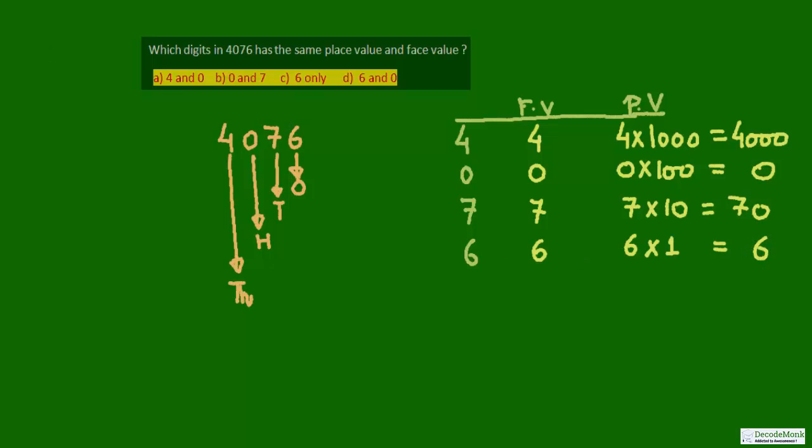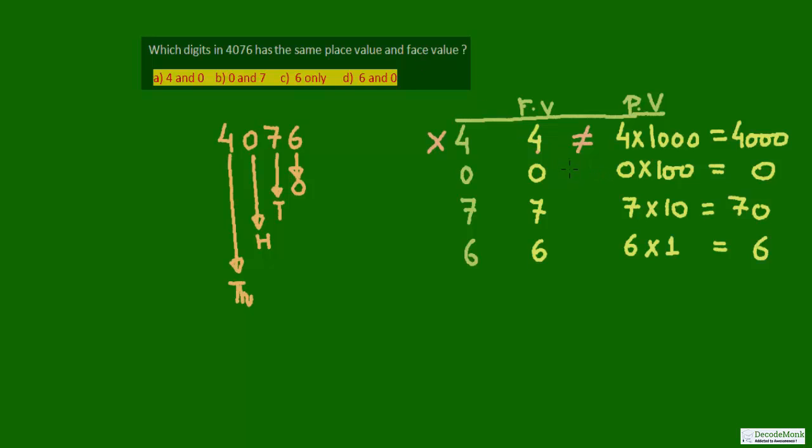So now my friends, look very carefully over here, because there may be silly mistakes in this particular type of question. So the question asks, which digits in 4076 has the same place value and face value? You see over here, the face value of 4 is 4, whereas place value is 4000. So these two are not equal. So this is not the option. We have to look here for the digit which has got the same place value and face value.